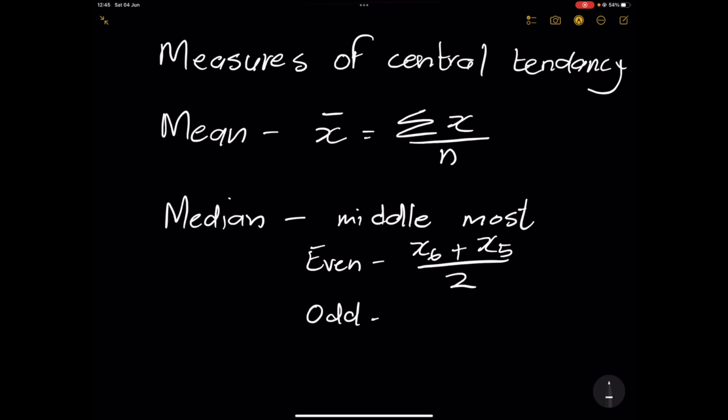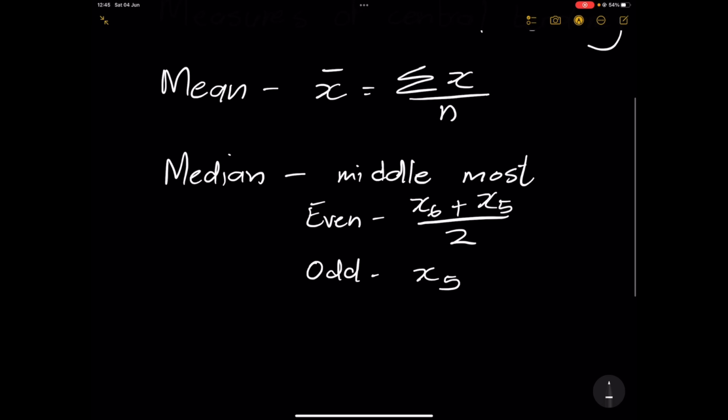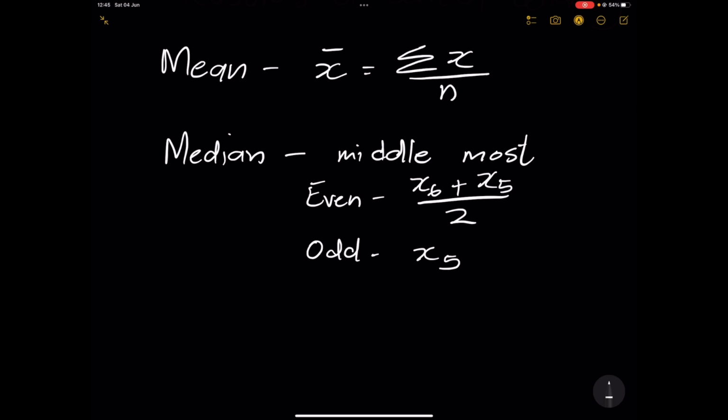In this case, I'm just simply going to take the 5th one, because it divides my data into 2 parts, right? So if I had 9, I would simply take x5 in that case, because then I would have 4 on the one side and 4 on the other, right? So it depends on whether my data is odd or even. And by the way, please don't worry too much. I'm going to explain all of this as we do some examples together.